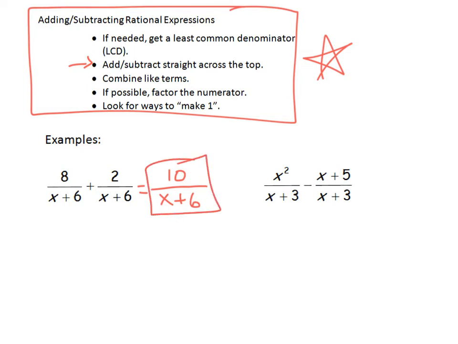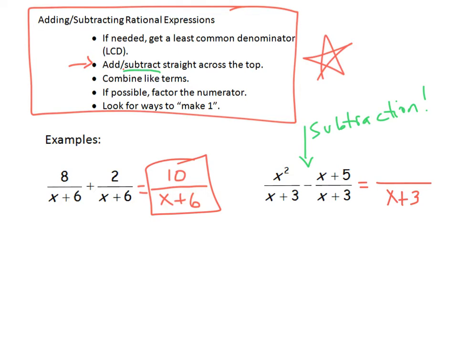For the second example, x squared over x plus 3 minus x plus 5 over x plus 3, here is one of the places that people make mistakes, and we need to be very, very careful. And that's because it's subtraction. If you don't pay attention to the fact that it's subtraction, these will often be wrong. Again, we need to make sure there's a common denominator, which there is, x plus 3, and later in a different lesson we will talk about what happens if it's not common. So we can leave the x plus 3 in the denominator, and now we add straight across the top, or in this case, we have to subtract straight across the top.